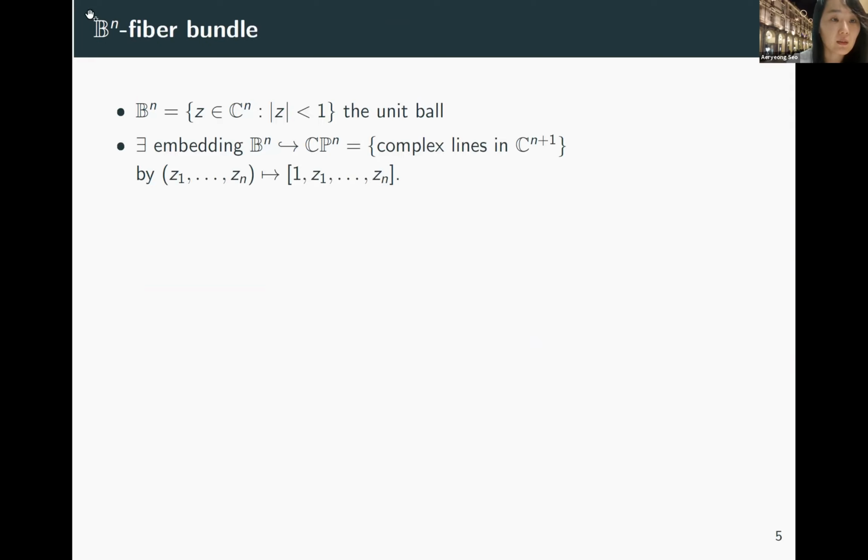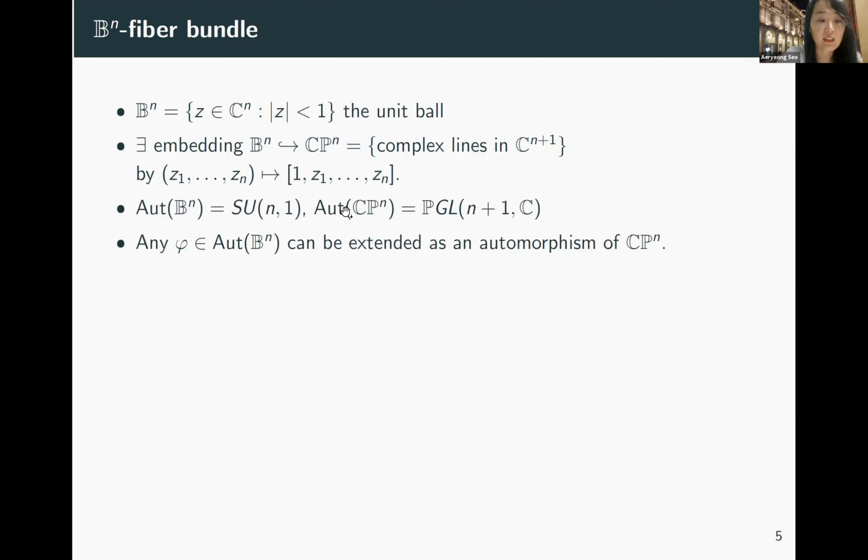Let me introduce the unit ball fiber bundle. Here B^n is the unit ball of dimension n. And there exists an embedding from B^n to CP^n given by (z1, ..., zn) to [1 : z1 : ... : zn], with respect to the homogeneous coordinates of CP^n. Then the automorphism group of the unit ball is SU(n,1), and the automorphism group of the projective space is the projectivized general linear group.